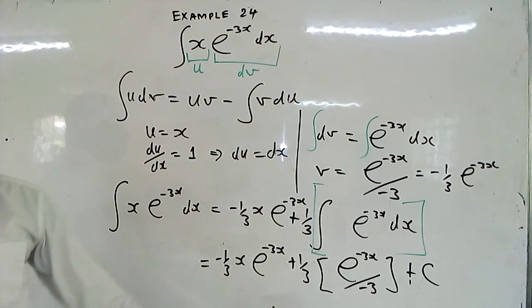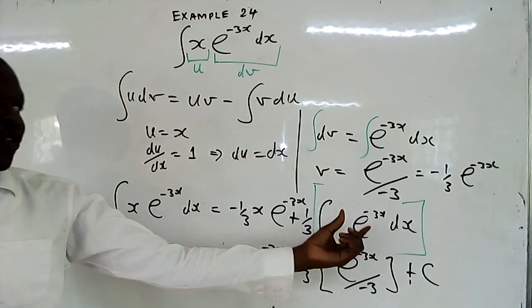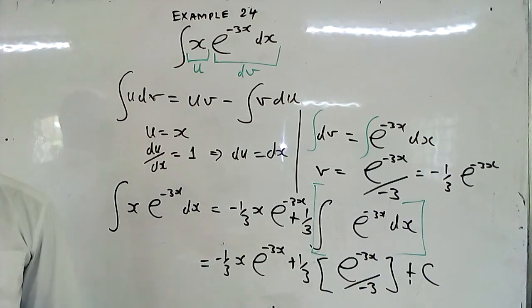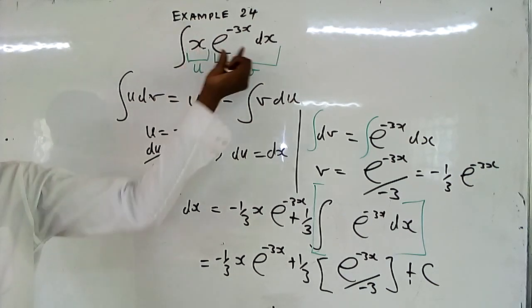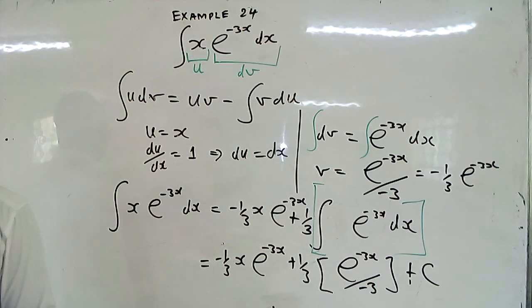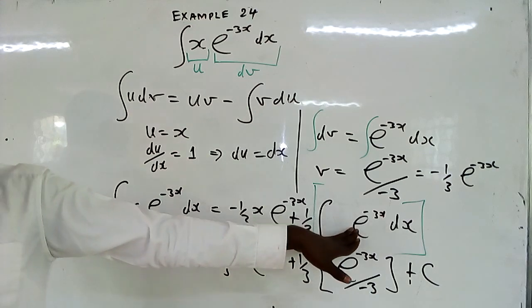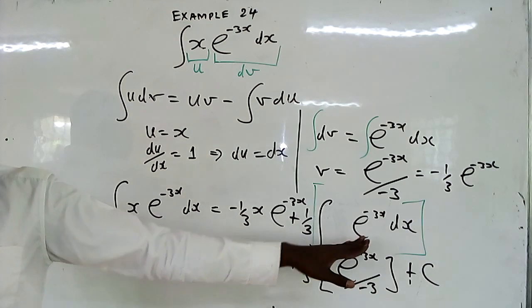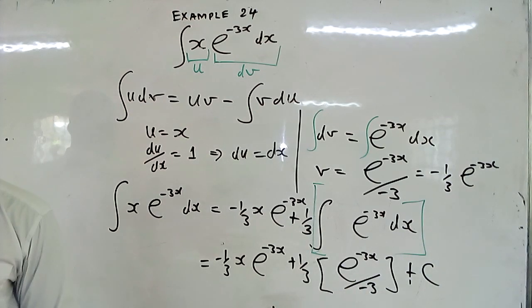Here you cannot introduce integration by parts because it is only one function. You just integrate the exponential function. You only introduce integration by parts when there is a product of two. Are we together? Good. So that is how to handle problems of that nature.